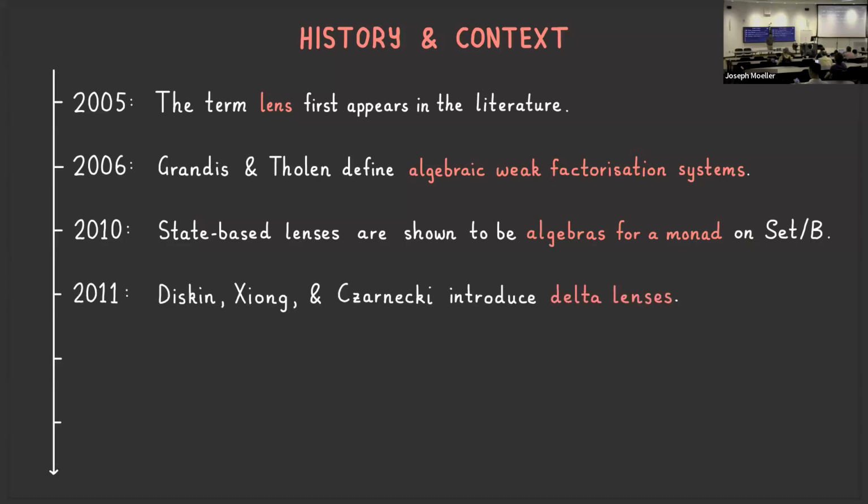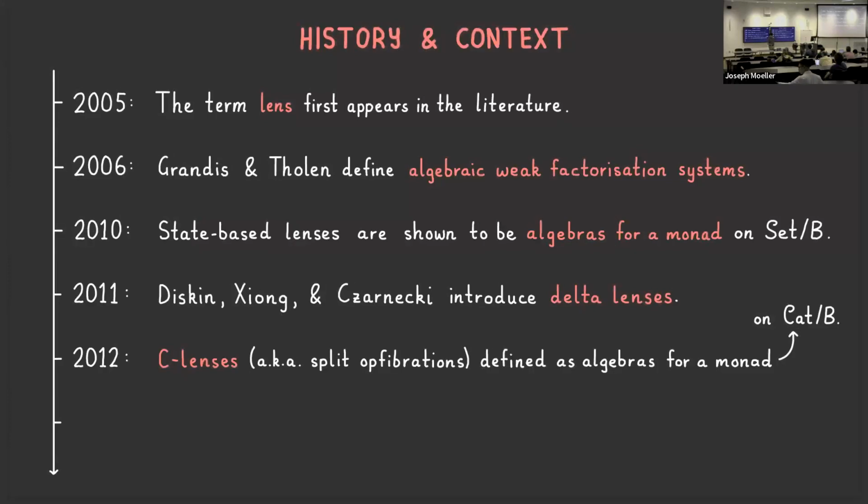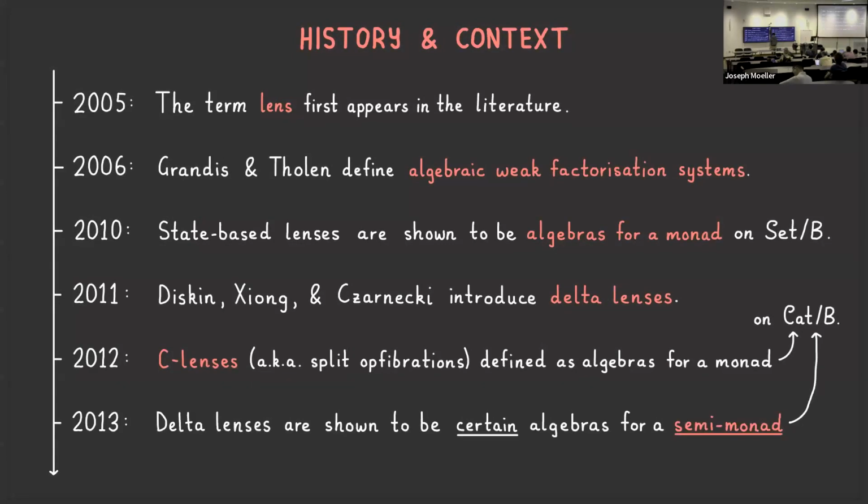Okay, so this is the first instance of algebras for a monad of some kind. 2011, delta lenses were first introduced, and these are the kinds of lenses that I want to be talking about today. Straight after that, a different kind of lens was introduced called C lenses. These are a special kind of delta lens, and these were also defined to be algebras for a certain monad, but this time on a slice of Cat over a category B. Again, in 2013, just a year later, the delta lenses were shown, rather than being algebras for a monad, to be certain algebras for a semi-monad, again on Cat over B.